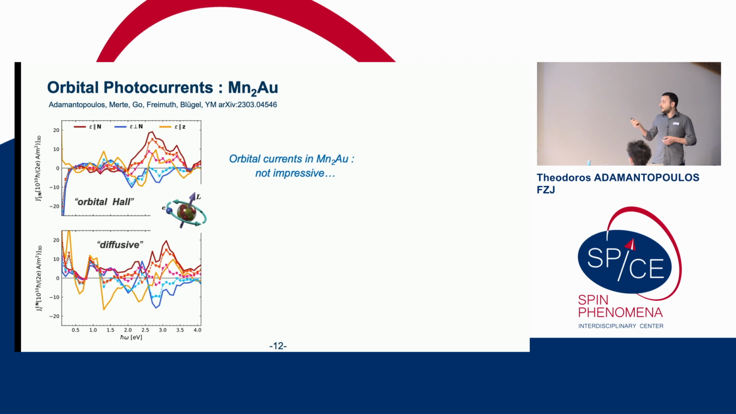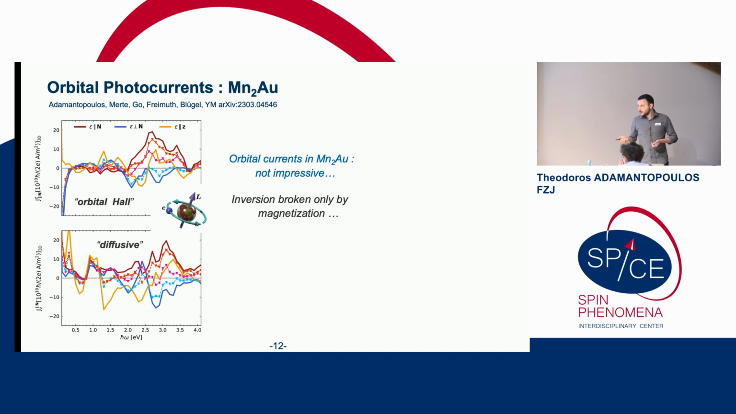We go back to manganese gold. We calculate the orbital photocurrents there, both types, the orbital Hall type and the diffusive type, and they are not impressive if we compare them to the spin photocurrents in this material. This can be explained from the fact that in this material, the inversion symmetry is broken only by the magnetic moments. We want systems where we have structurally broken inversion symmetry.